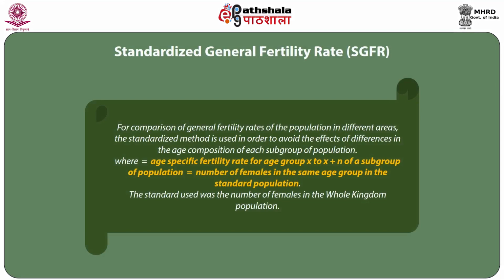Let's also focus on the standardized general fertility rate. For comparison of general fertility rates of the population in different areas, the standardized method is used in order to avoid the effects of differences in the age composition of each subgroup of the population, where the age-specific fertility rate for age groups x to x plus n of a subgroup of the population is multiplied by the number of females in the same age group in the standard population. The standard used was the number of females in the whole population.